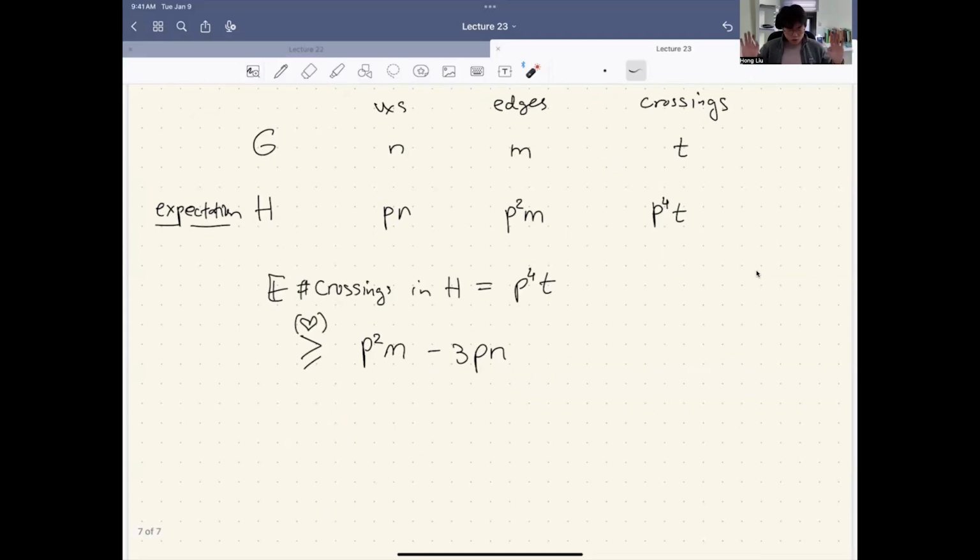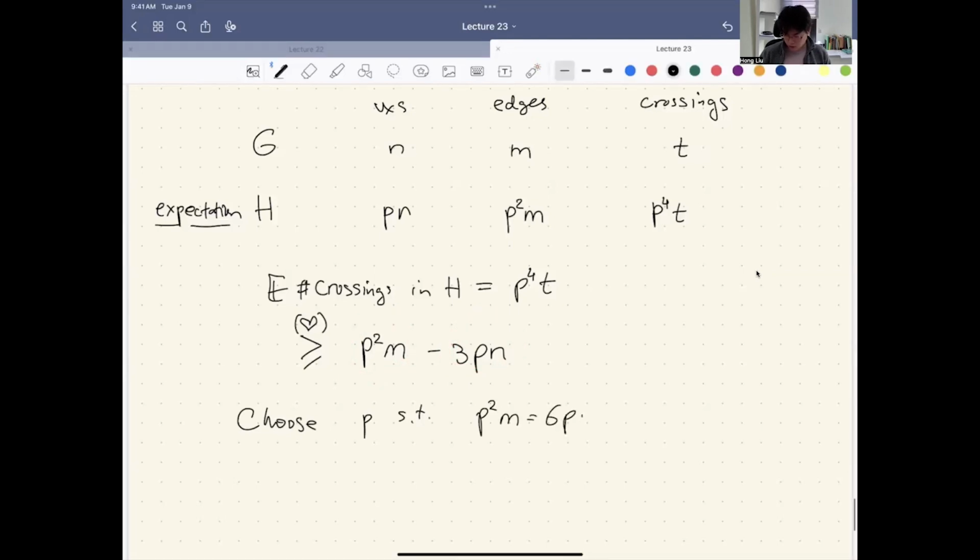So just do optimizing. I will skip the optimizing part. I will tell you how to choose the parameter. We're going to choose p, and you should do the calculation yourself to convince yourself that this choice is the best. Choose p so that this term is half of this term. So p squared m equals 6pn. This means p equals 6n over m, right?